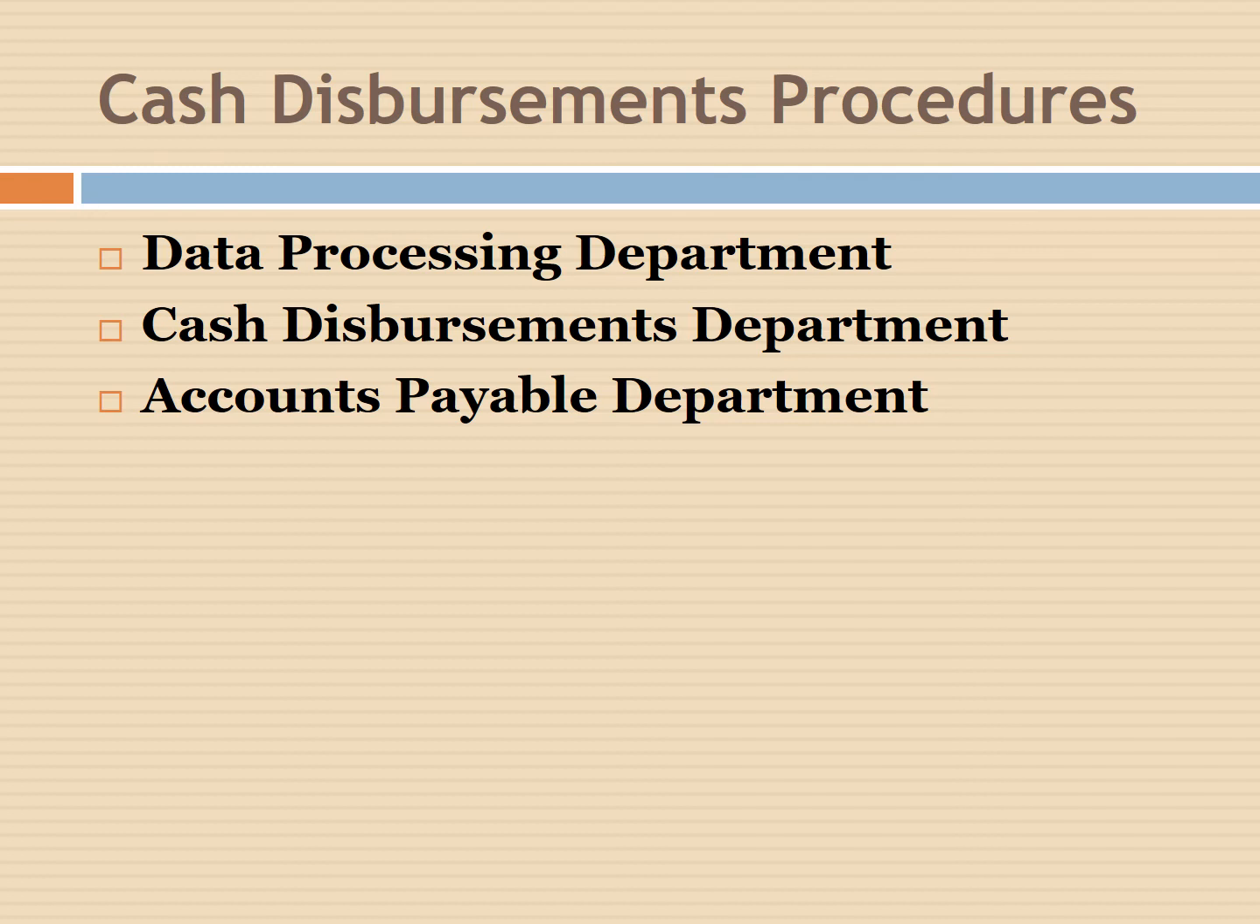The cash disbursement clerk reconciles the checks with the transactions listing and submits the negotiable portion of the checks to management for signing. The checks are then mailed to the suppliers. One copy of each check is sent to accounts payable and the other copy is filed in cash disbursements along with the transactions listing. So the last one is the accounts payable department.